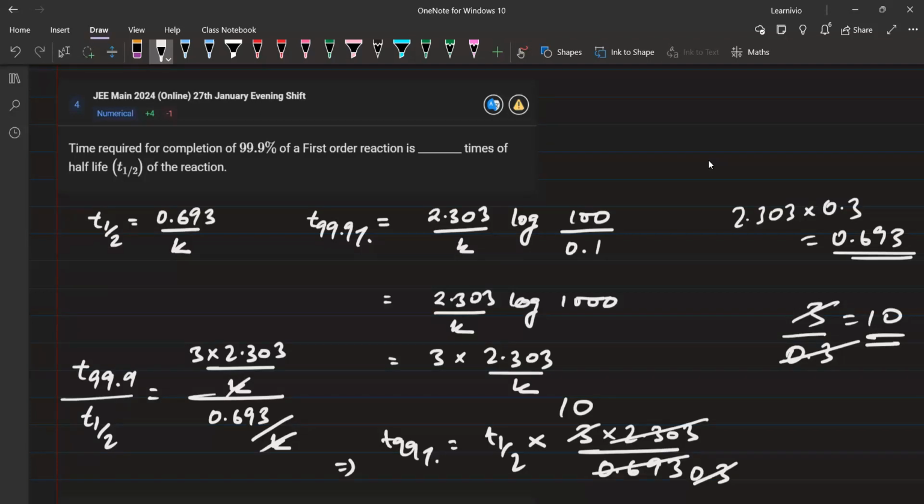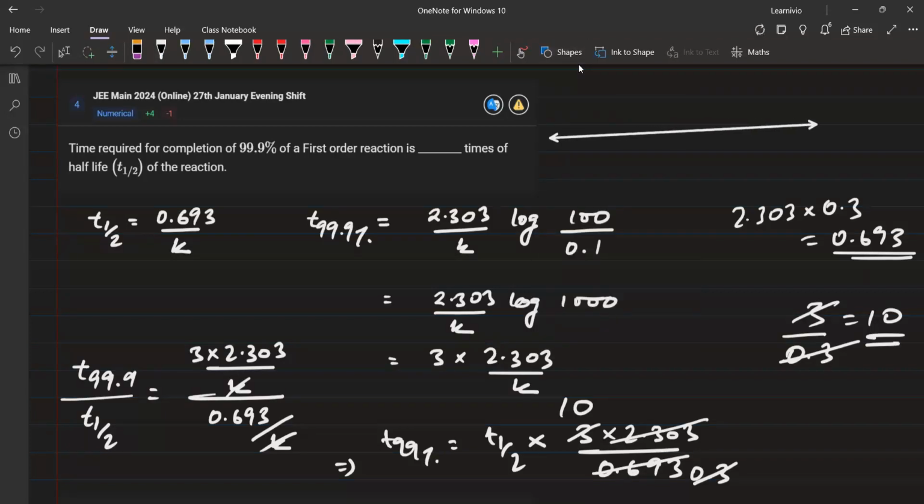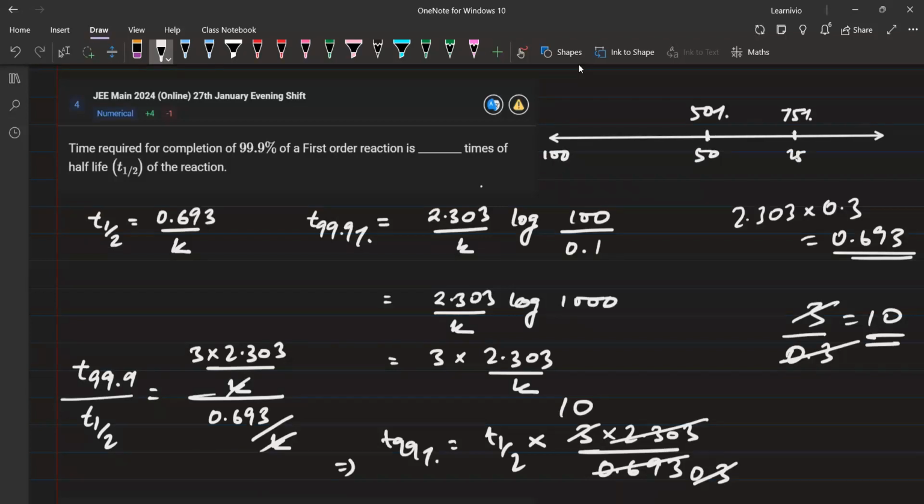Now there is also one more way to do this without any calculation, but that is not a very concrete way of doing things. Take a number line, where this is your T half, the 50% completion. From 50 to 75% completion, it will take the same amount of time, because for first order the half-life does not depend on the initial concentration. From 50 to 25 also, it takes the same amount of time.